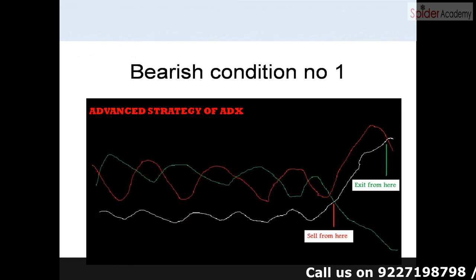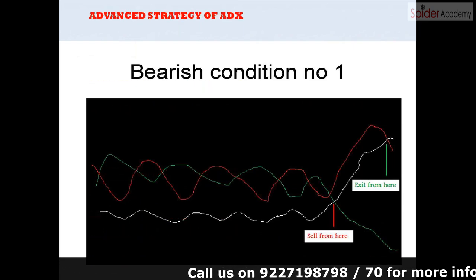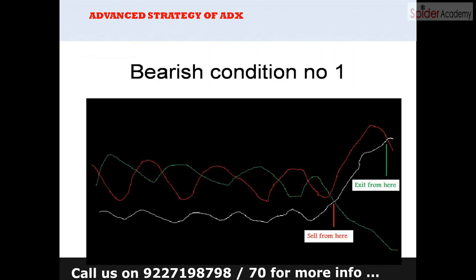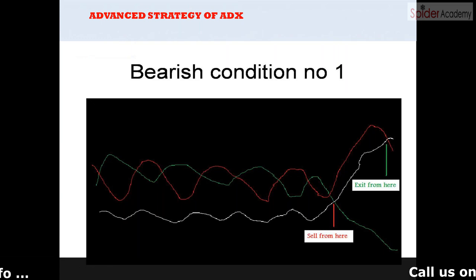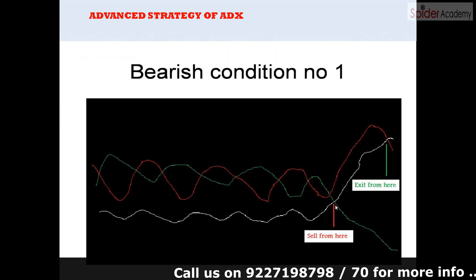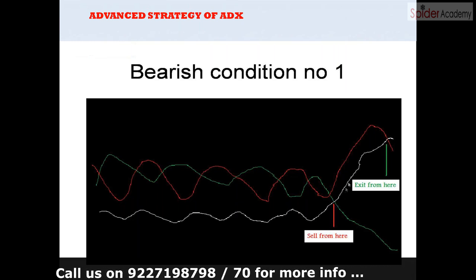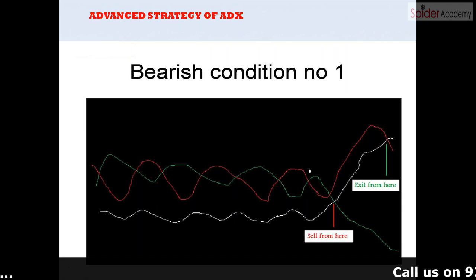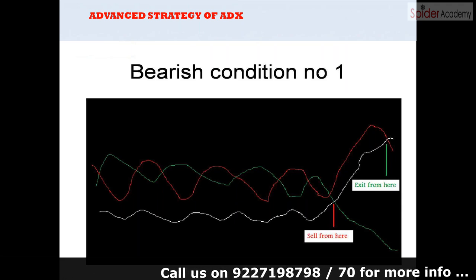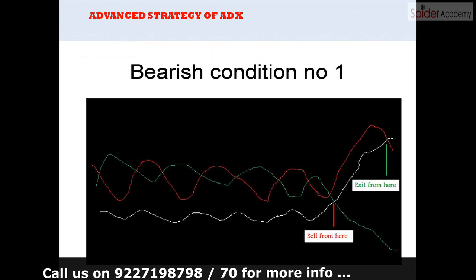Now we'll come to bearish condition 1. Bearish condition में क्या है? Red green के ऊपर होना चाहिए और ADX line दोनों के नीचे होना चाहिए और ADX line नीचे से green को कट करे तब buy sell. और again जब ऊपर जाएगा और ADX red को कट करेगा तो exit. I will repeat. Red should be above green and the ADX line should cross the green from below.